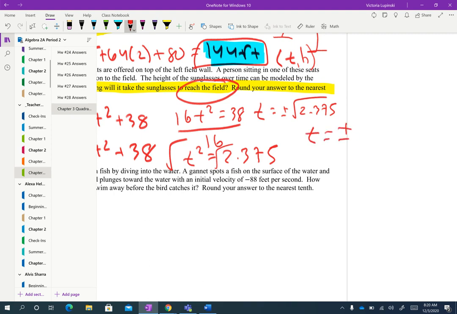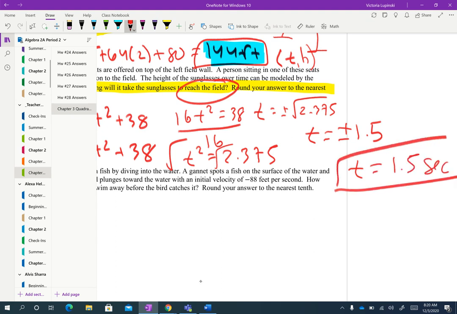So the square root of 2.375 is approximately plus or minus 1.5. Again, you really only want the positive answer because the negative answer does not make sense, and so you would use a unit of seconds, which means it takes only 1.5 seconds for the sunglasses to reach the ground.